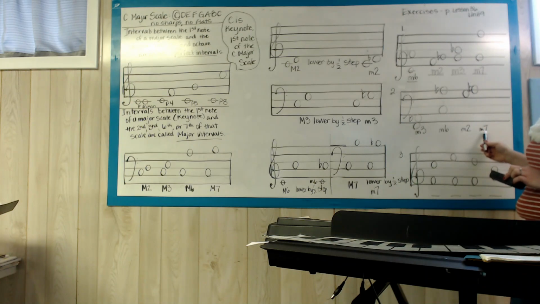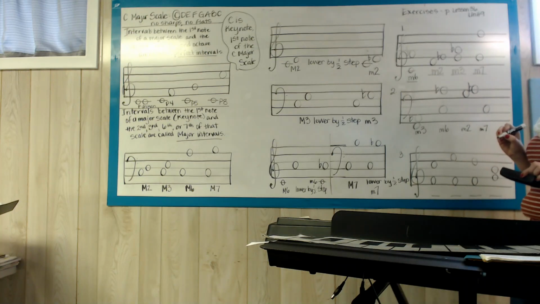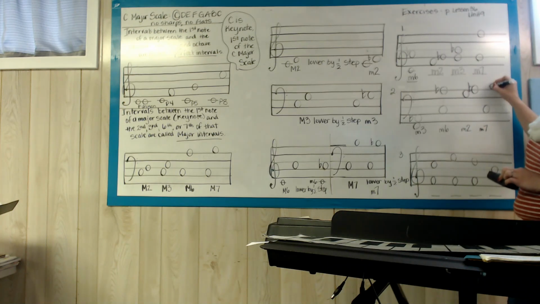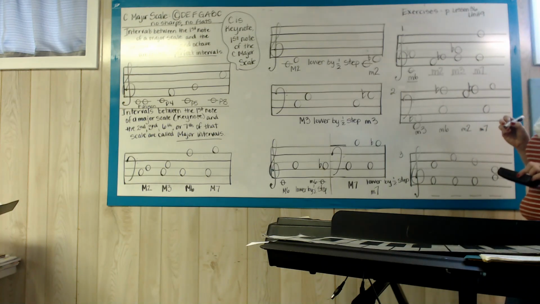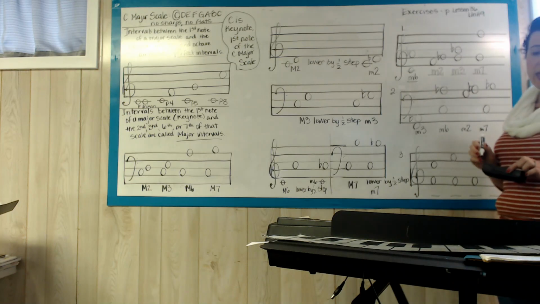And then one more, minor 7th. And they start on a C. So we need to go up 7. 1, 2, 3, 4, 5, 6, 7. That would be B for the major seventh, but it's lowered because it's minor. So flat that B. Okay, you can do the rest of those.